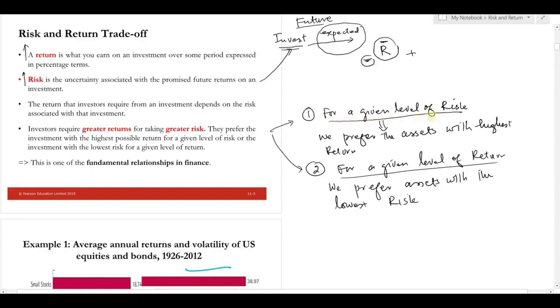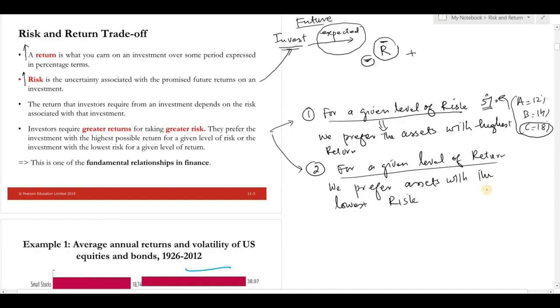Number one, for a given level of risk, for instance 5% is the chance of losing your money, you would invest in those assets that are giving you the highest return. For instance, A security is giving you 12%, B is giving you 14%, C is giving you 18%. So all have the equal risk of 5%. So for a given level of risk, you would choose the one with the highest return.